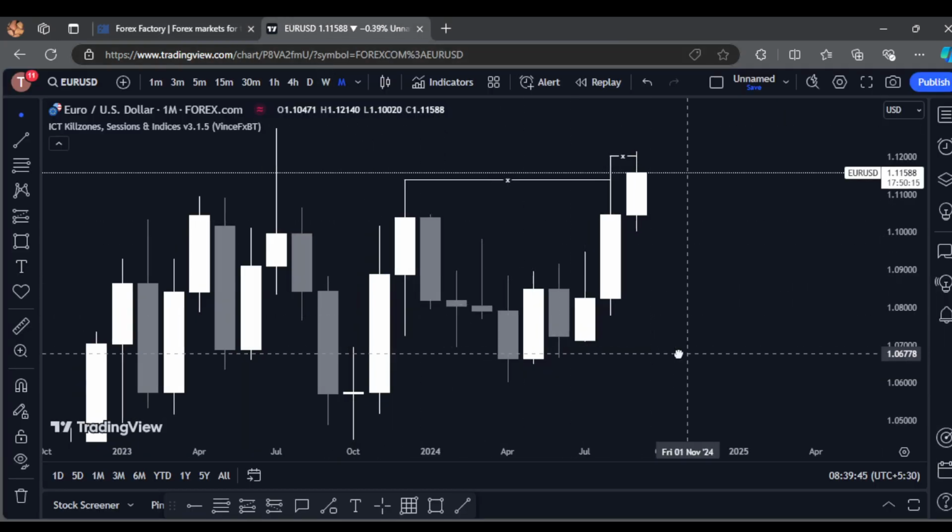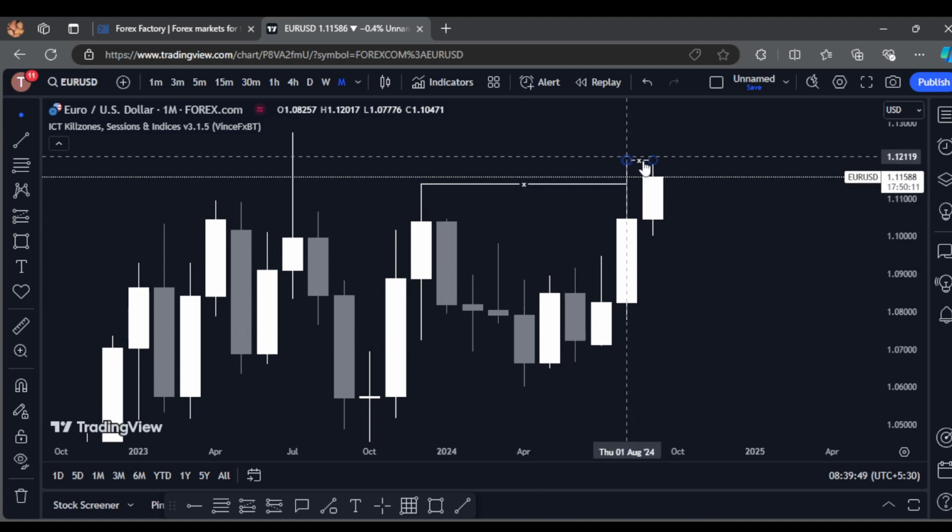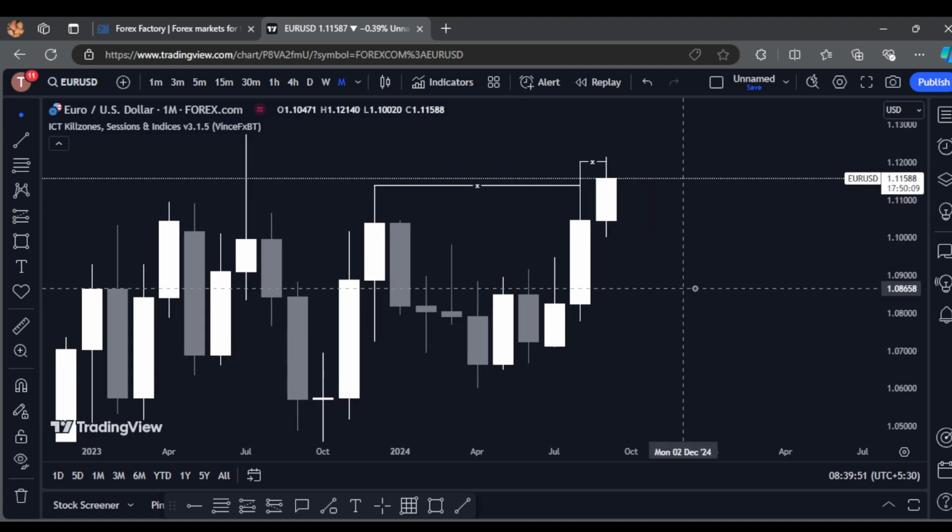So this is the monthly chart of Euro USD, and what we can see is that the price is sweeping the highs of the monthlies. So we can anticipate a slight bearish move into the lower time frames. So let's move to the weeklies now.